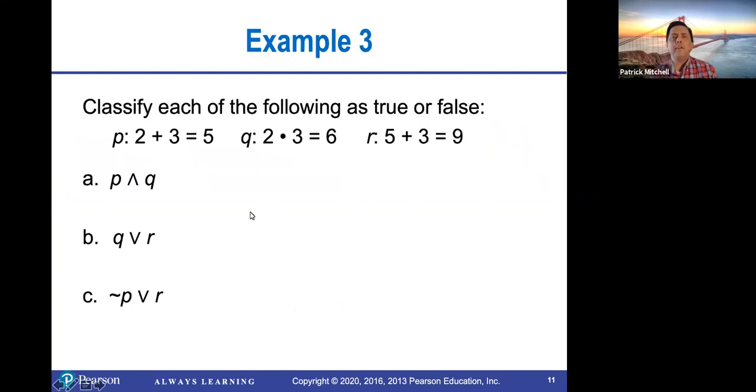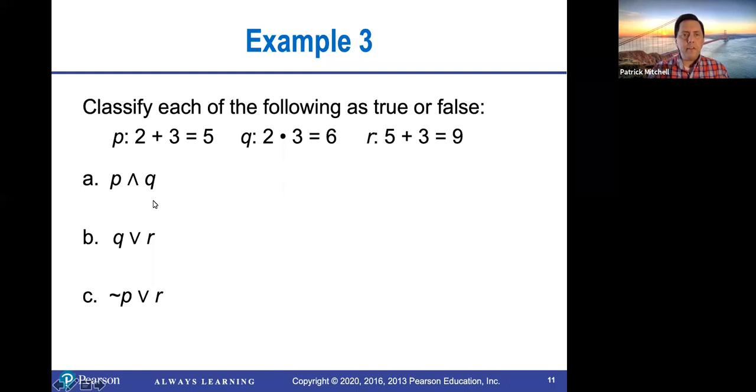All right, so let's look at this example. They want us to classify each of the following as true or false. These statements down here, really. But first, we're going to have to decide whether the statements P, Q, and R are true or false. So pretty easy to decide. P is true, Q is true, however, R is false.